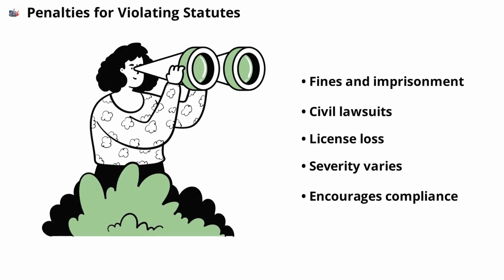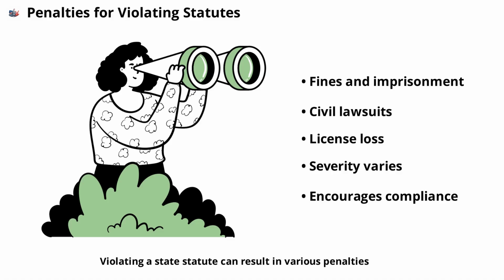Violating a state statute can result in various penalties, depending on the nature of the law. Criminal statutes may lead to fines, probation, or even imprisonment. Civil statutes can result in lawsuits, monetary damages, or loss of licenses. The severity of the penalty usually reflects the seriousness of the violation. Penalties are designed to deter unlawful behavior and encourage compliance with the law.